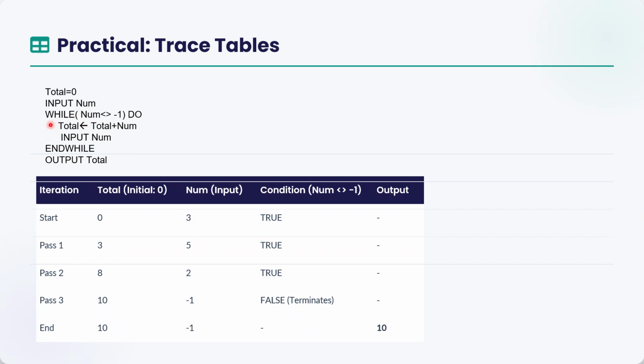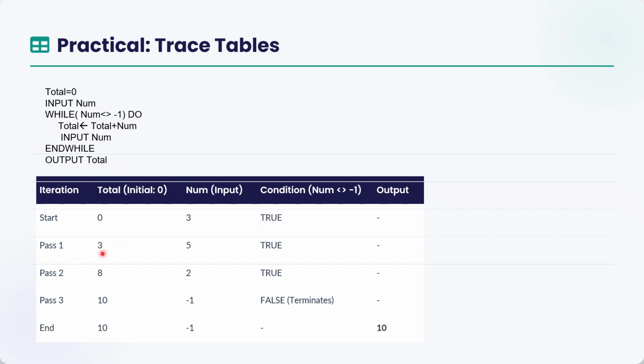And after this it will move to the next line, which is while num is not equals to -1. So it will check the condition first, whether num is not equals to -1. Yes, num is 3. It is not equals to -1. That means the condition is true.